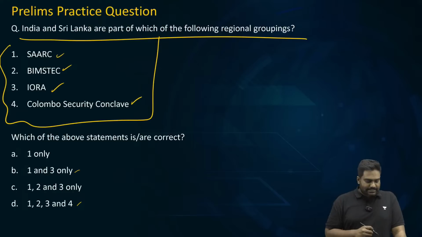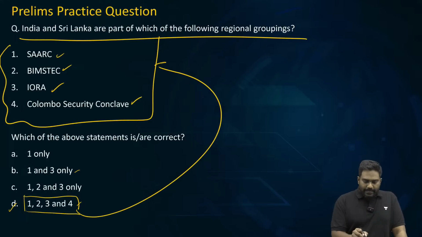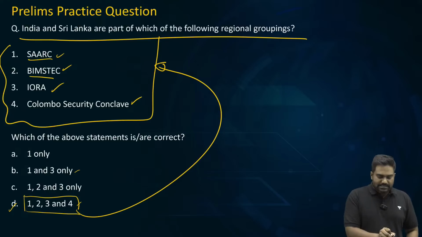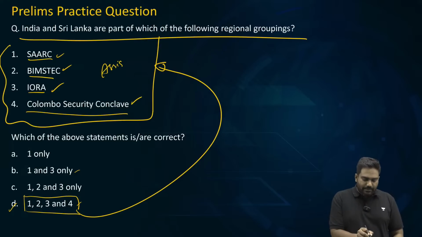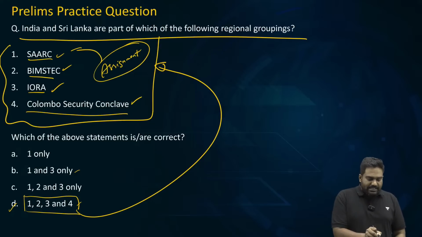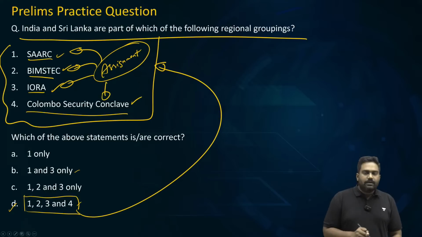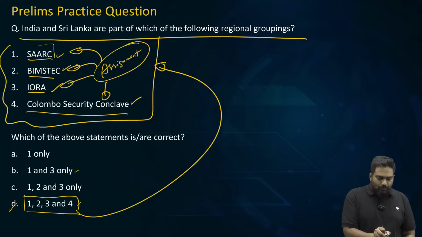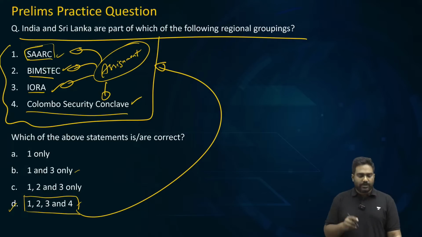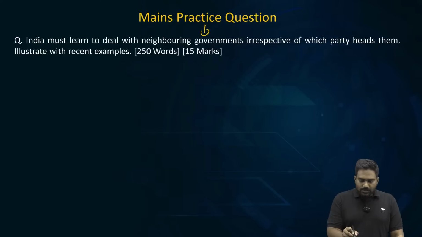Okay, let me give you the right answer. The correct answer is option D. 1, 2, 3, 4. India, Sri Lanka are members of all the 4 groups: SAARC, BIMSTEC, Indian Ocean Rim Association and Colombo Security Conclave. So take this as a homework, as a small assignment. Read about these 4 regional groups and mention in the comments what is their objective, who are the members. Maybe collect 3 important points about each group and mention that in the comments, so it can help other students as well.